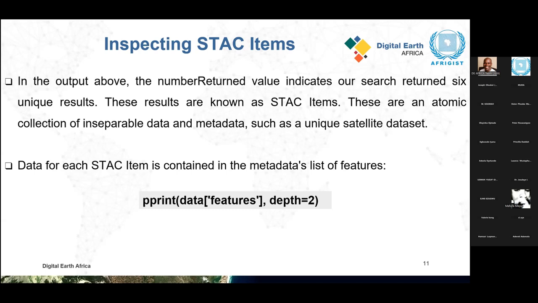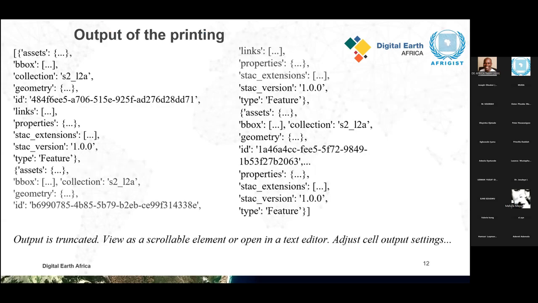The data for each STAC item is contained in the metadata list of features. When we type pprint(data['features'], depth=2), we have the output of the printing, where you have the assets, the bbox, the collection, to give you the product you are using, the geometry, the links, the properties, the STAC version, the type, features, the geometry, and so on and so forth. This output was truncated and viewed as a scrollable element or opened in a text editor. You can adjust the cell output setting.